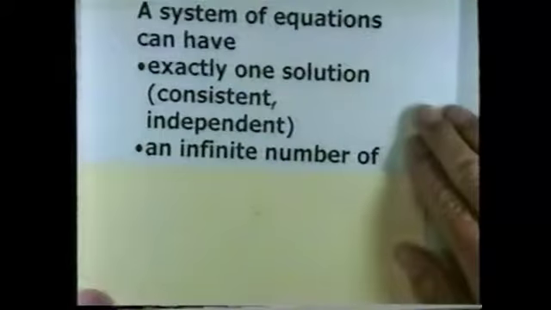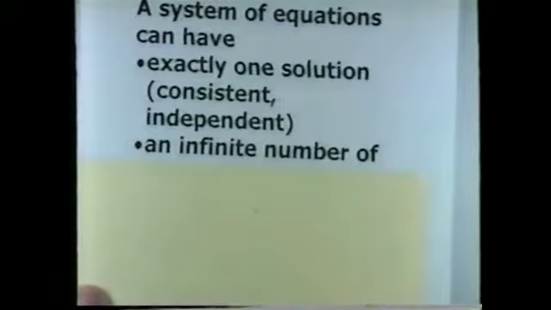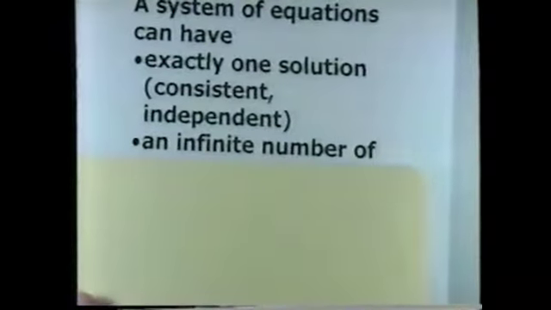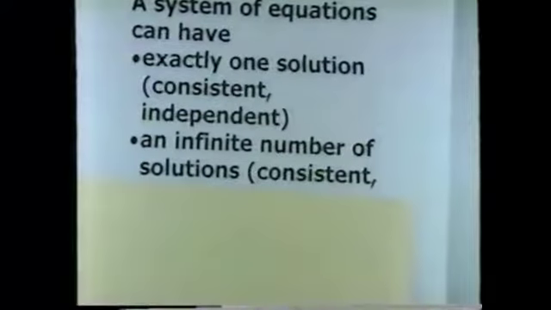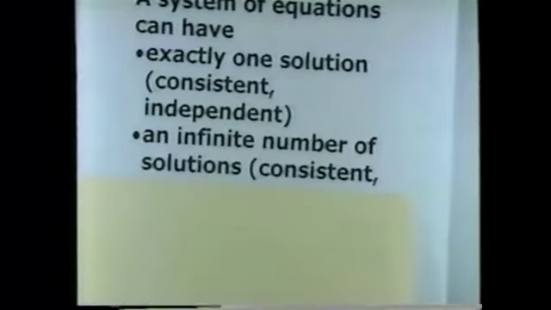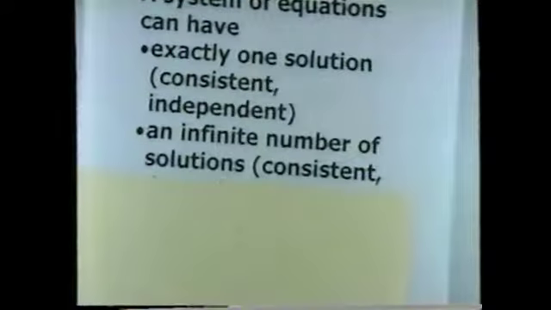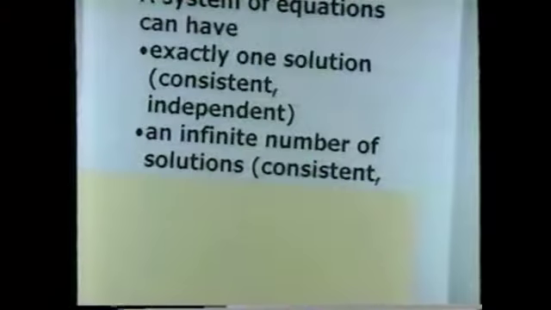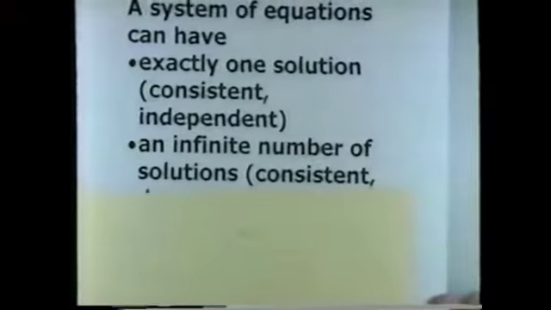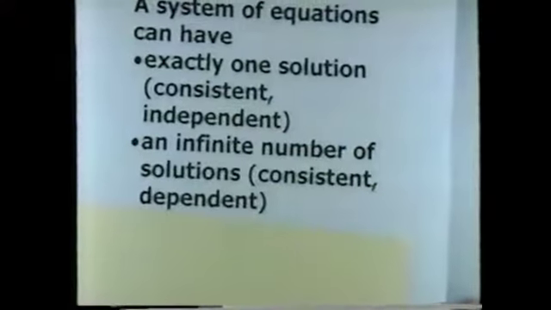A system of equations can have an infinite number of solutions. If it has an infinite number of solutions, we classify it as consistent and dependent. Consistent meaning it can be solved. Dependent means that one of the equations is somehow related to the other.